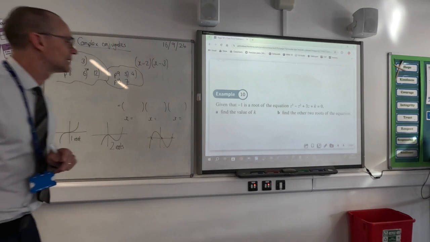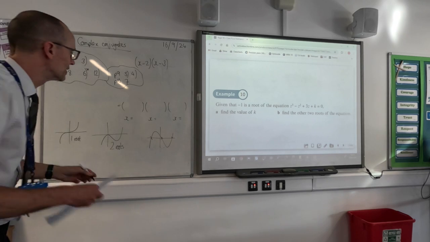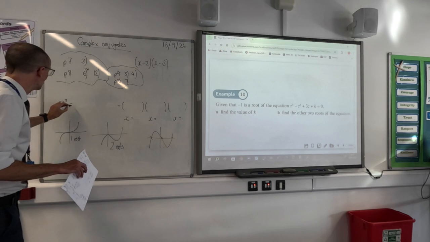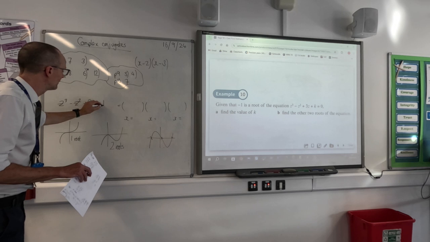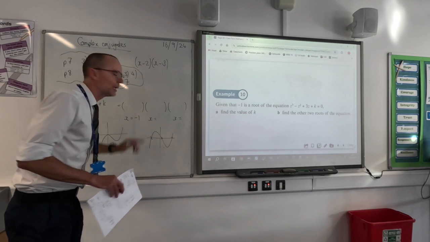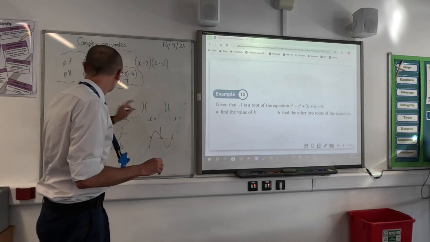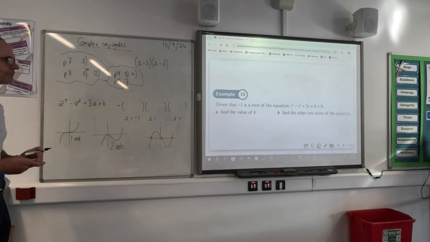Minus 1 is a root of this equation. So this equation, and they're using z, which annoys me a little bit, but there we go, has minus 1 as a solution. And remember, what we're saying is that these are solutions to when does this equal 0? When does that equal 0?